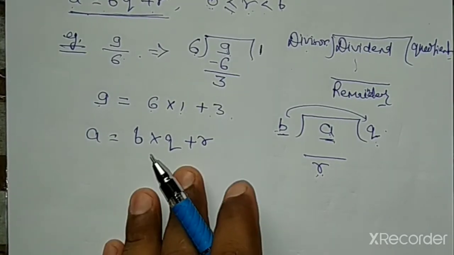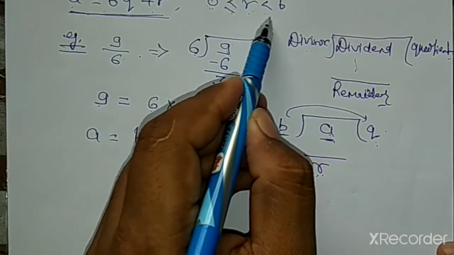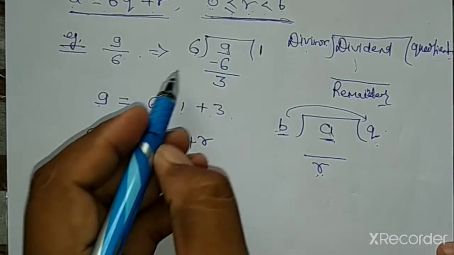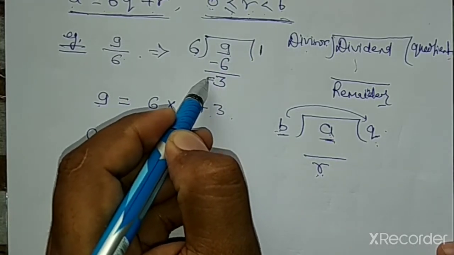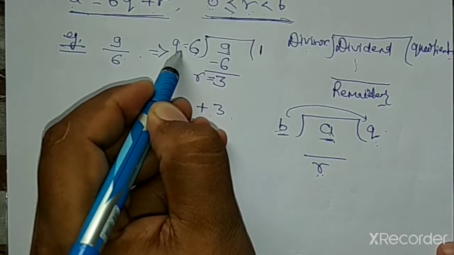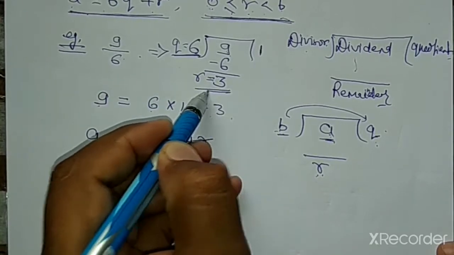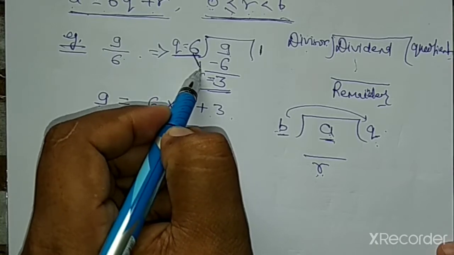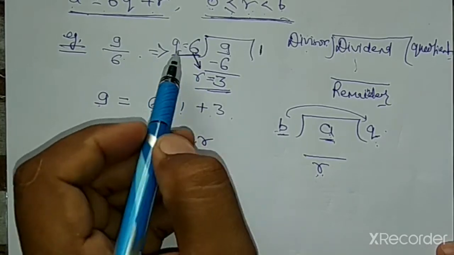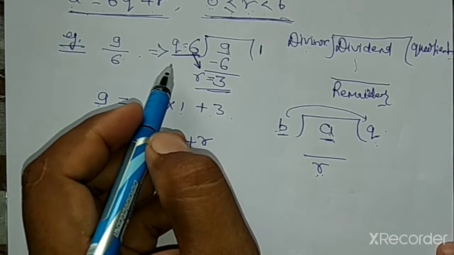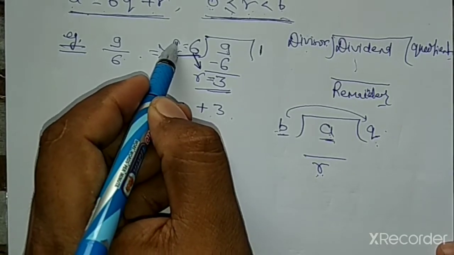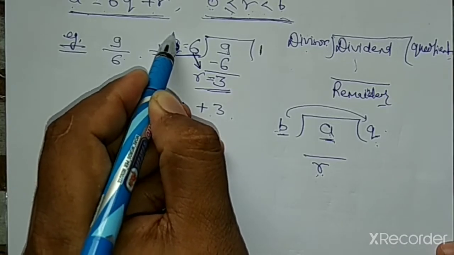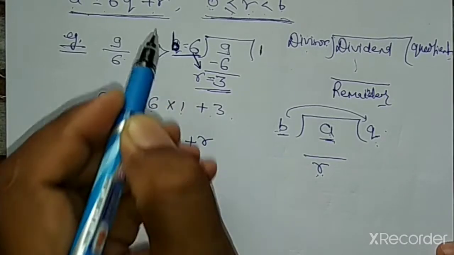Now what condition does this say about the remainder? Here r is 3 and b is 6. Sorry, this is your number b, not your quotient. This is your other positive integer, the number b.